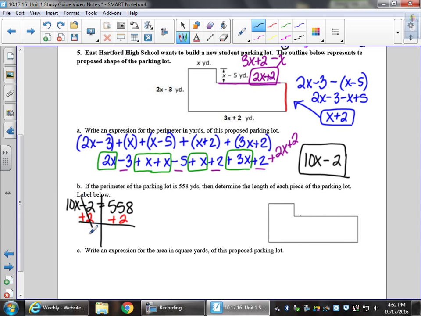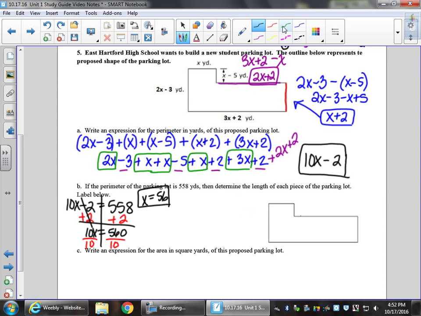All right. So I got 10x equals 560. It's actually working out nicer. So we're going to divide by 10. Divide by 10. X equals 56. I can just imagine, man, I had that, Miss J, and I erased it. I'm sorry. Okay. X equals 56.